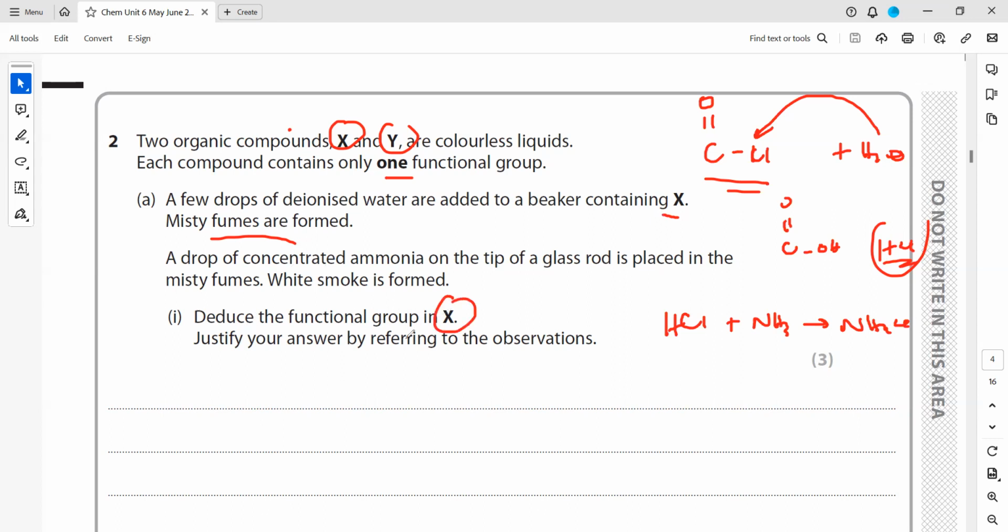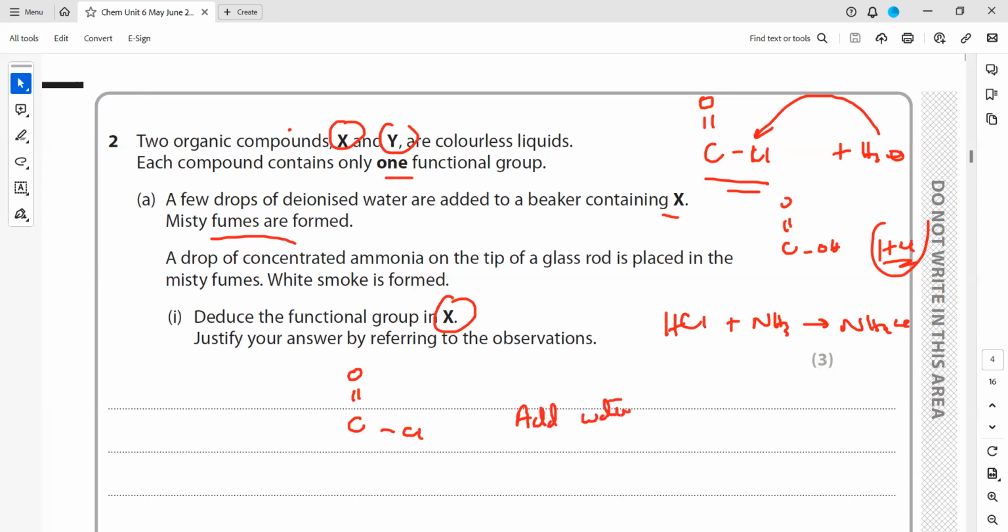Deduce the functional group of X. It's worth 3 marks, so you have to justify it also. Which functional group is present in X? The functional group present in X is C double bonded with O and Cl, which is acyl chloride. And how do we deduce this? We deduce it first from when we add water.